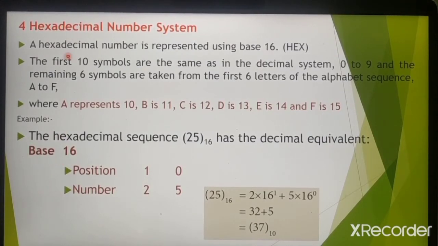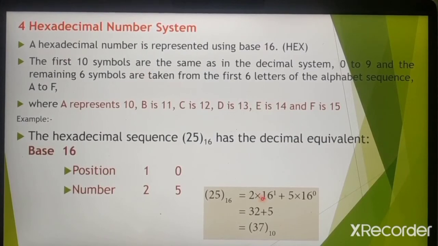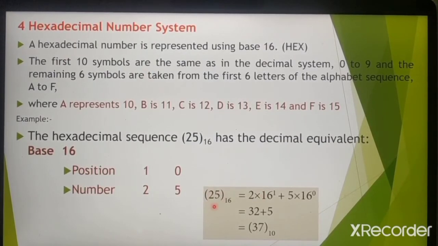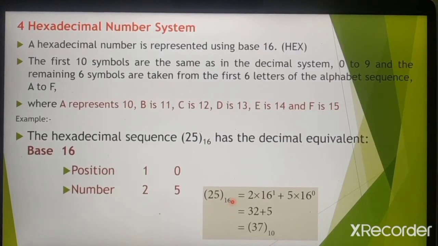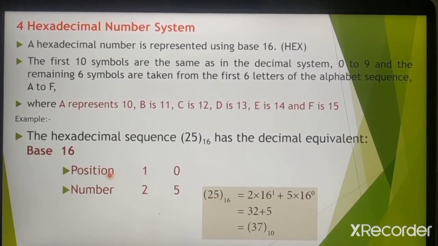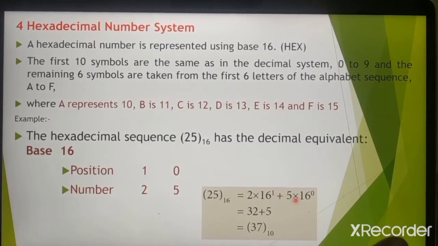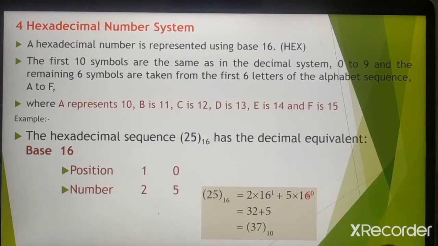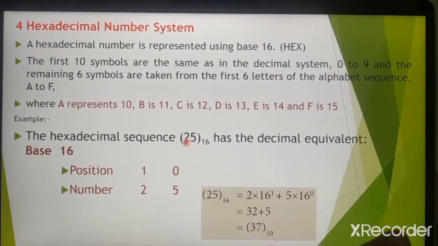So here is how we can convert a hexadecimal number into a decimal number. Here also, each digit will be multiplied by its position or weight value as a power of 16. This position is also called the weight value. Weight and position are both the same. So the position of 5 is 0, the position of 2 is 1. So first 2 into 16, which is its base value, power 1, which is its position, plus 5 into 16 to the power 0.